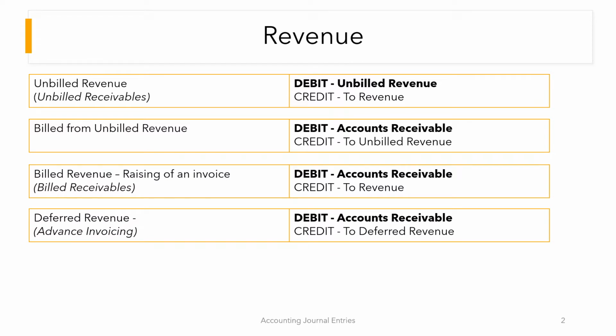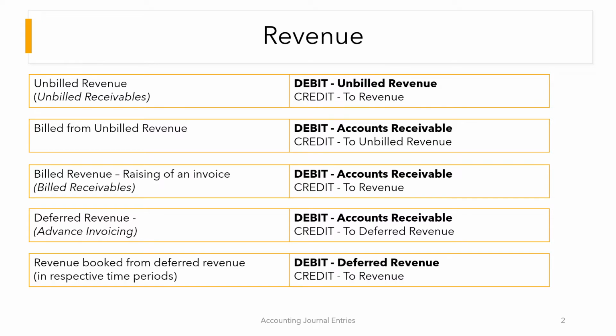Deferred revenue or advance invoicing. In this scenario, you will debit accounts receivable and the credit is always to deferred revenue. And once the revenue gets booked from deferred revenue, the entry would be debit deferred revenue and credit to revenue. And it is based on the respective time periods, month on month or quarter on quarter.